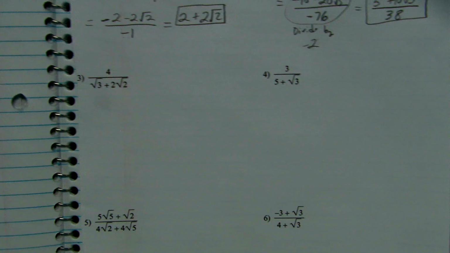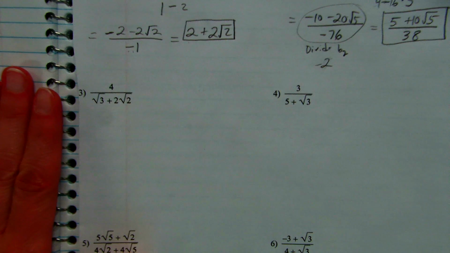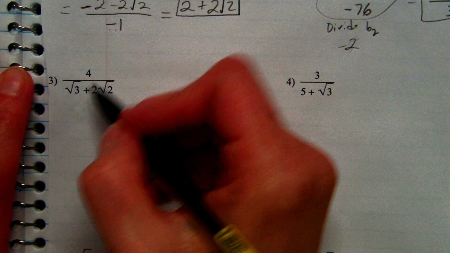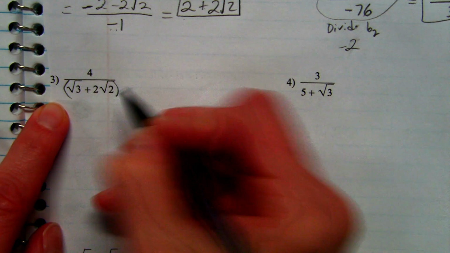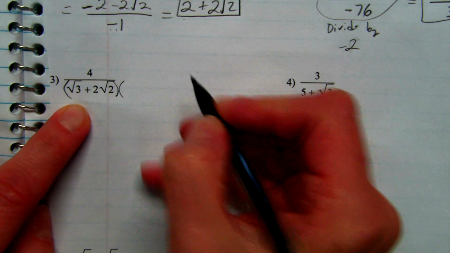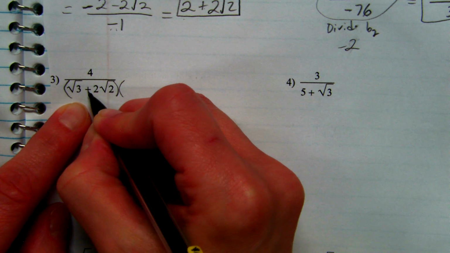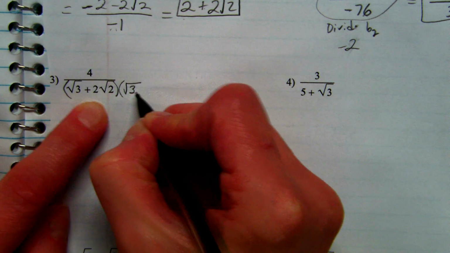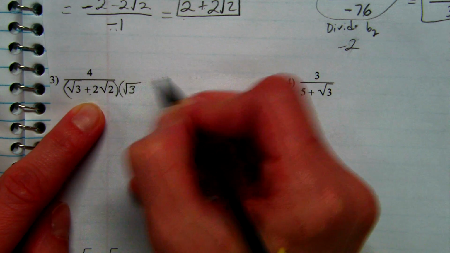So let's go down and look at number 3, which is a little different because we have 2 radicals in the denominator, 2 square roots. That's okay. You basically do this the same way. There's just more square roots to deal with. So instead of plus in the middle, I'm going to make it minus. So you only change the sign in the middle.